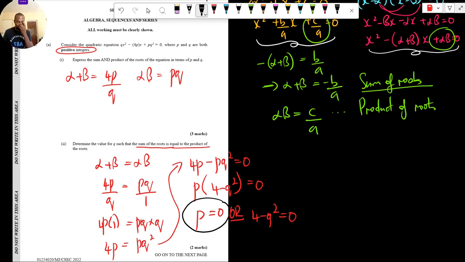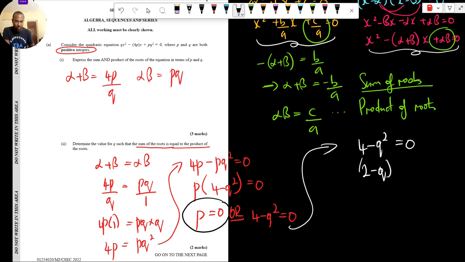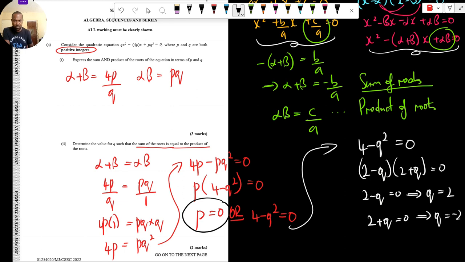Now, let's proceed to dealing with the next equation, 4 minus q squared is equal to 0, because after all, we were asked to solve for q. This we should be able to recognize as a difference of two squares. And so 4 minus q squared is equal to 0 is the same thing as 2 minus q times 2 plus q is equal to 0. Now, 2 minus q equals 0 implies that q equals 2. And of course, 2 plus q equals 0 implies that q equals negative 2.